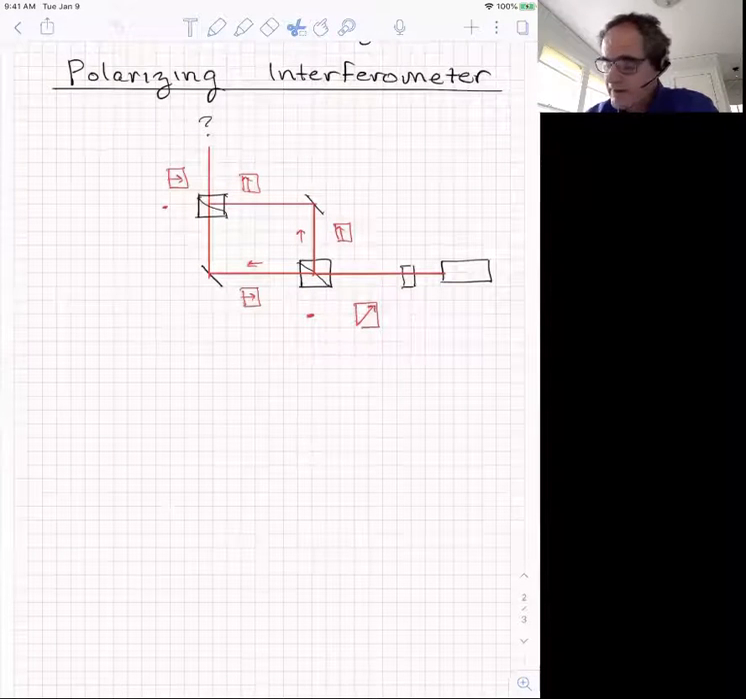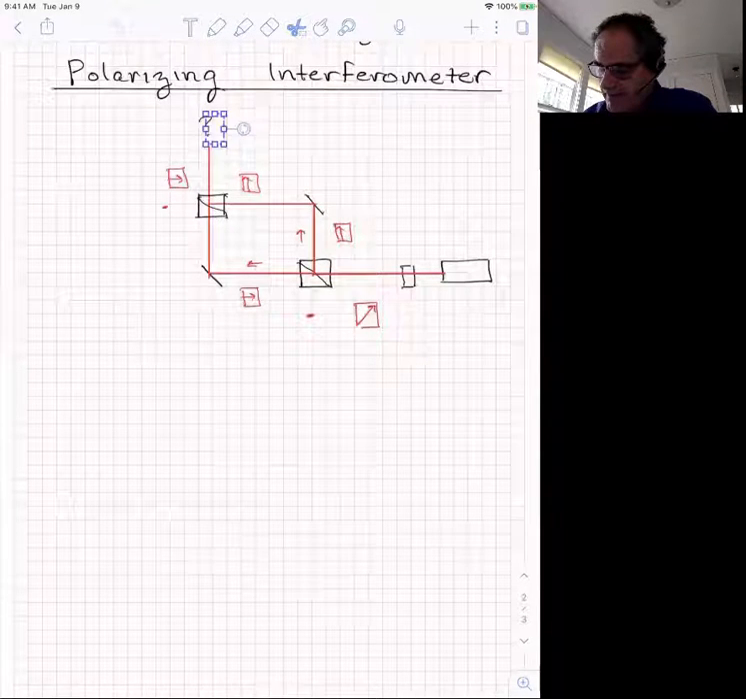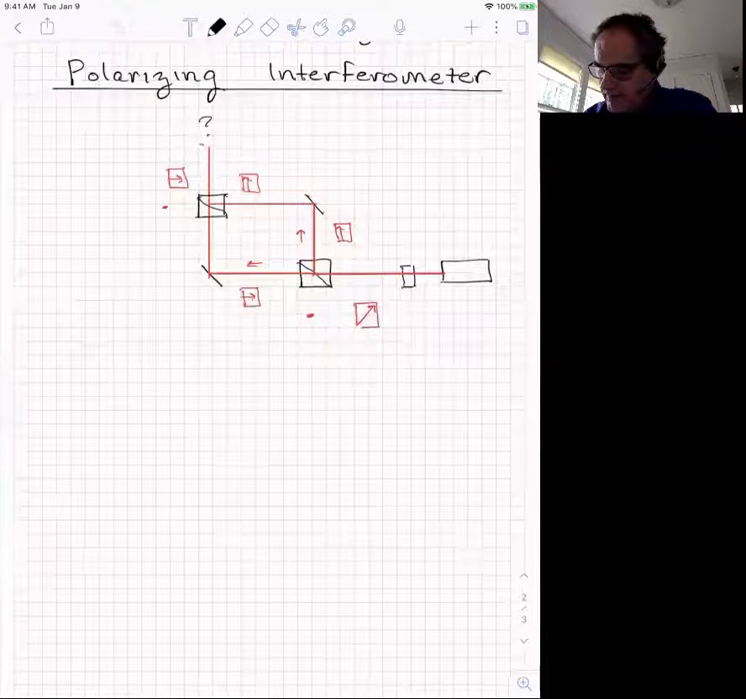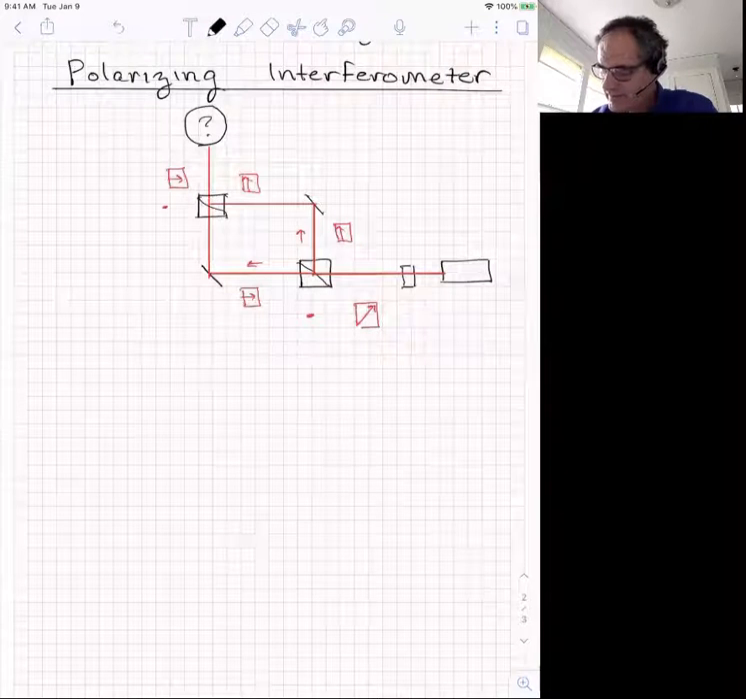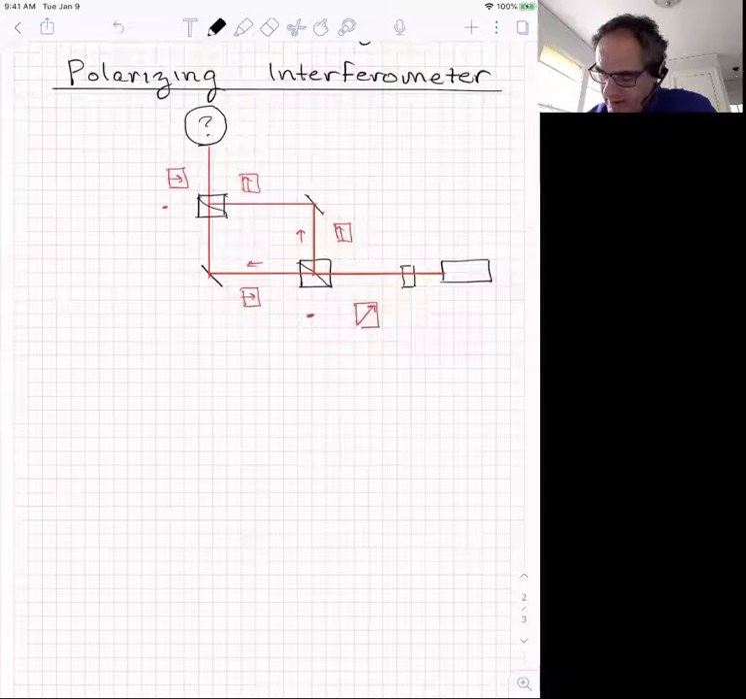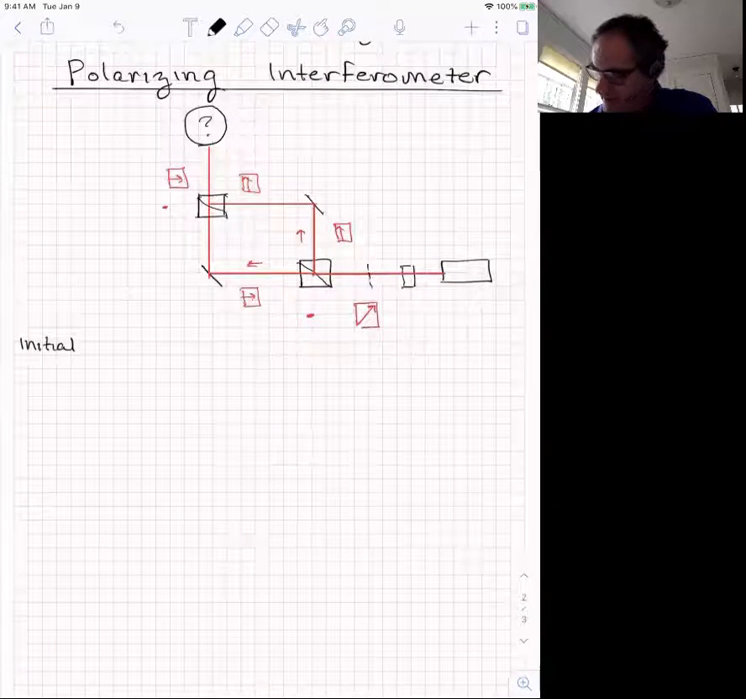Okay, let's continue. So our goal here is to find the polarization state of the light when it exits the interferometer. Okay, let's see what we can do. So to start with, the initial state of the light when it enters the interferometer can be written this way.